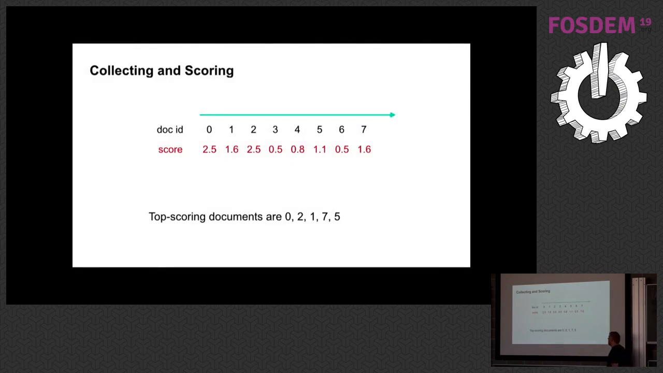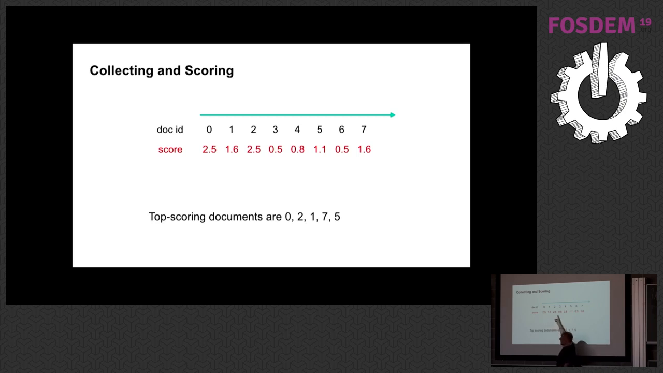So just as an example here, let's say we've got document IDs from 0 to 7, and as we go through each one, here's document 0. We know this matches. We're going to give it a score. The score is 2.5. Fine. Next one, the score is 1.6, 2.5, 0.5, and on as we go. If we're going to collect, say, the top 5 documents, then our top documents here will be 0, because that's 2.5, and then 2, because that's also 2.5, and then 1, and then 7, and then 5.